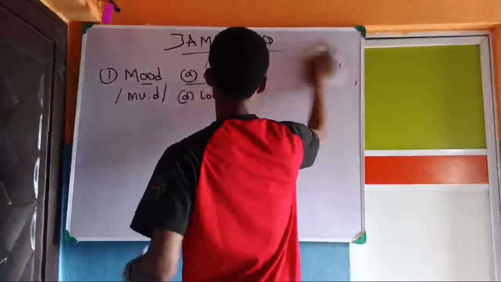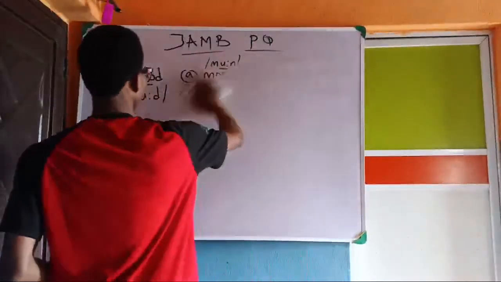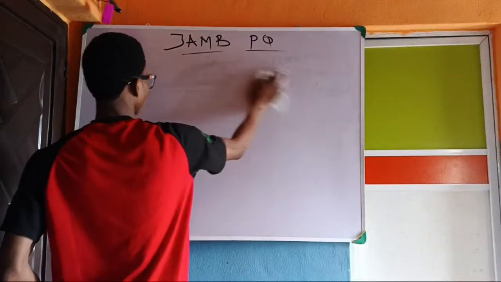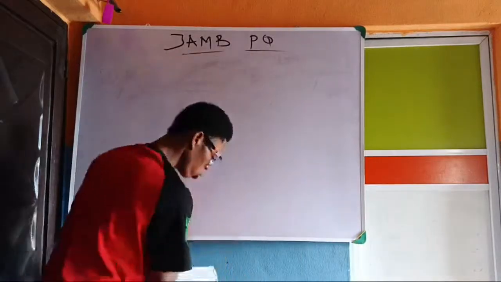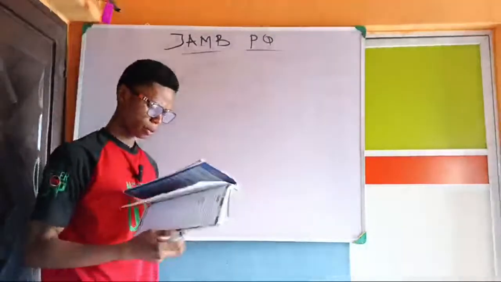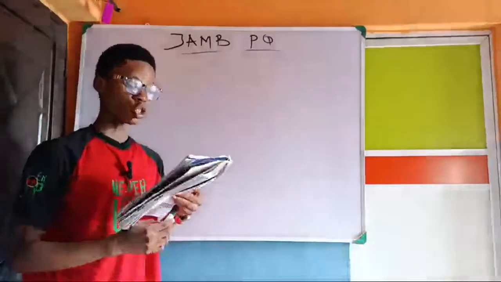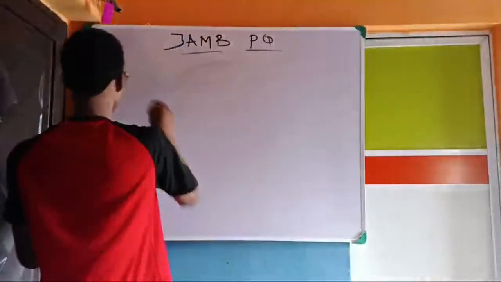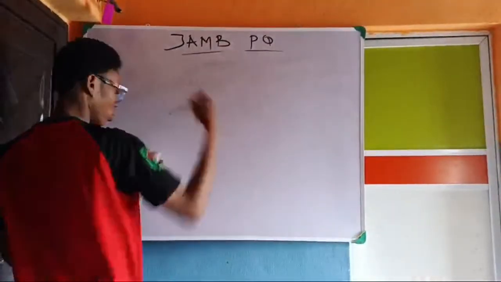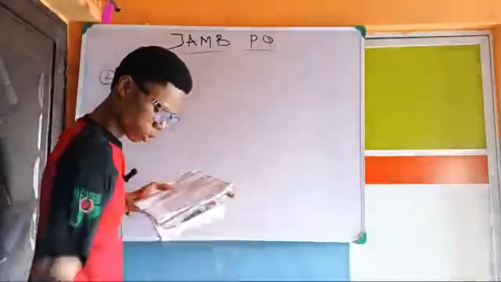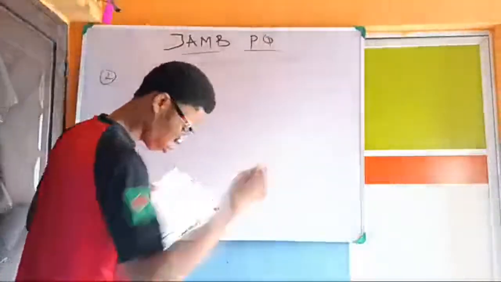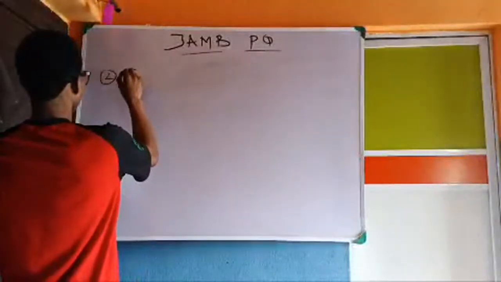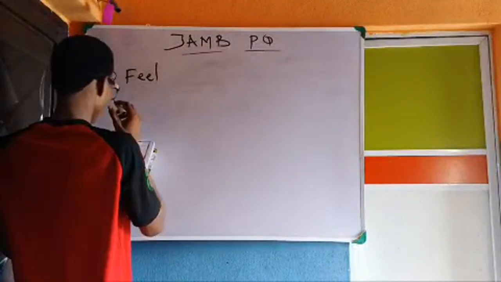Please, all these things, it will be good for you to be writing them in your book. So question number 2 is still saying choose the option that has the same vowel sound as the one represented by the letters. So the next one there is feel. I'm even pronouncing it.